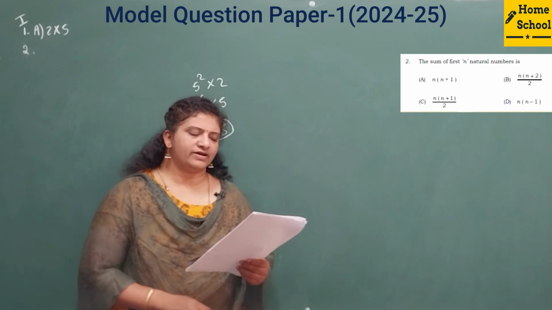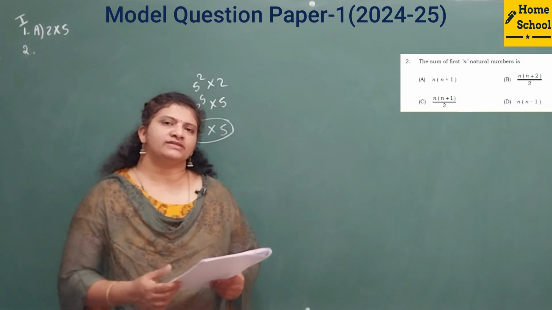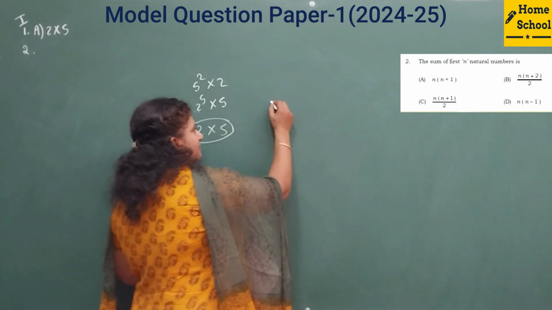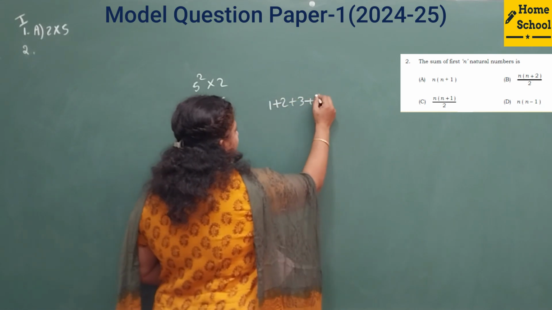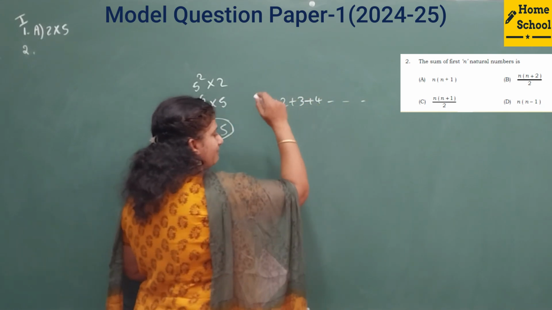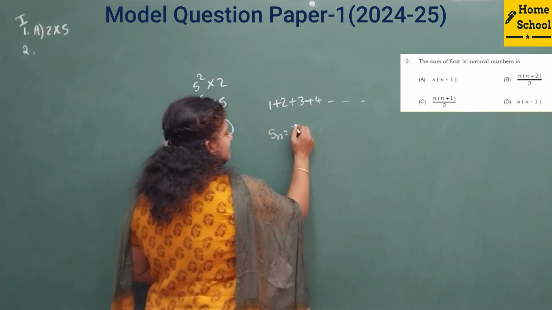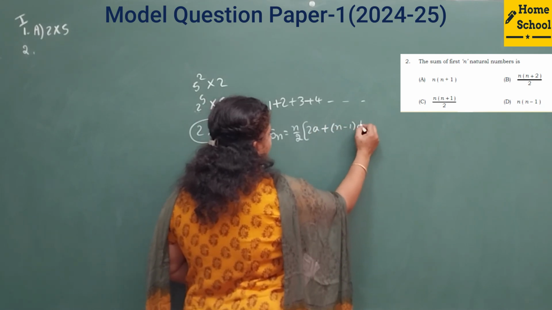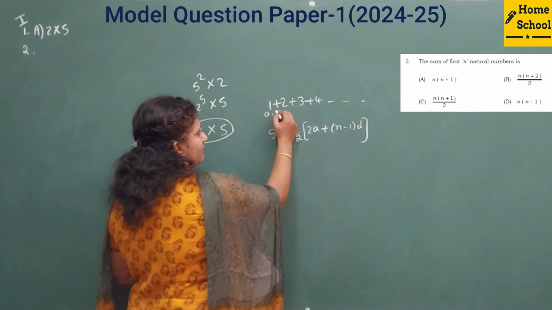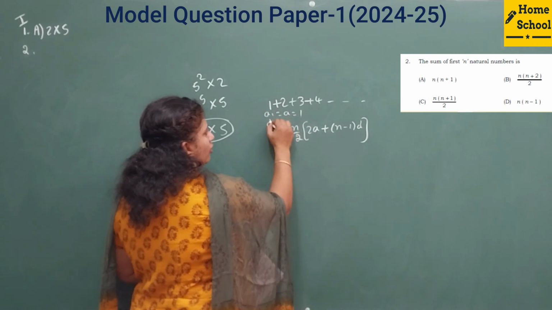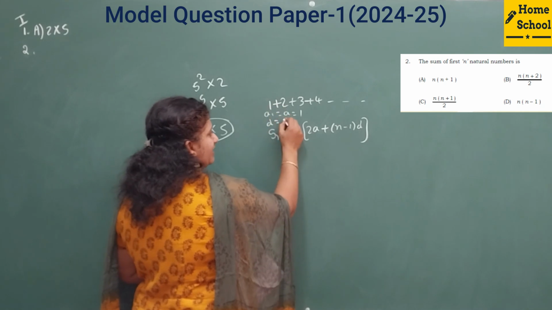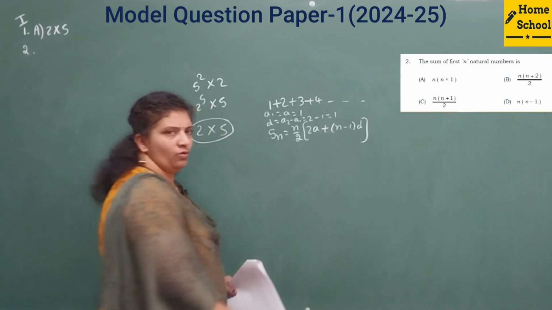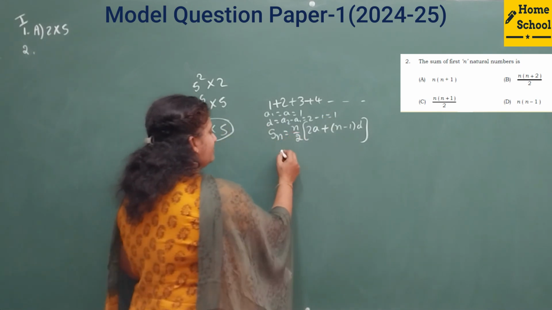Second one, the sum of first n natural numbers is, we know this directly, n into n plus 1 by 2. Suppose if you people forget, take some natural numbers 1 plus 2 plus 3 plus 4 and so on. Add all these. That means take the Sn formula. Sn is equal to n by 2 into 2a plus n minus 1 into d. We know first term is nothing but a, that is 1. And common difference d is second term minus first term, that is a2 minus a1. That will be 2 minus 1 is equal to 1. We know a and d, substitute in this.